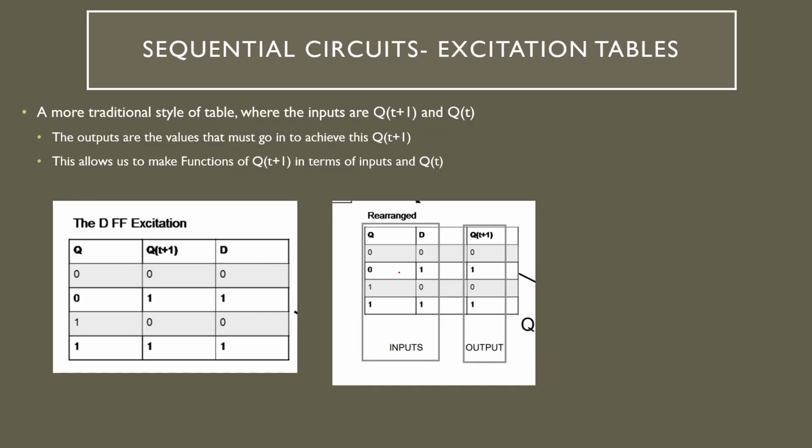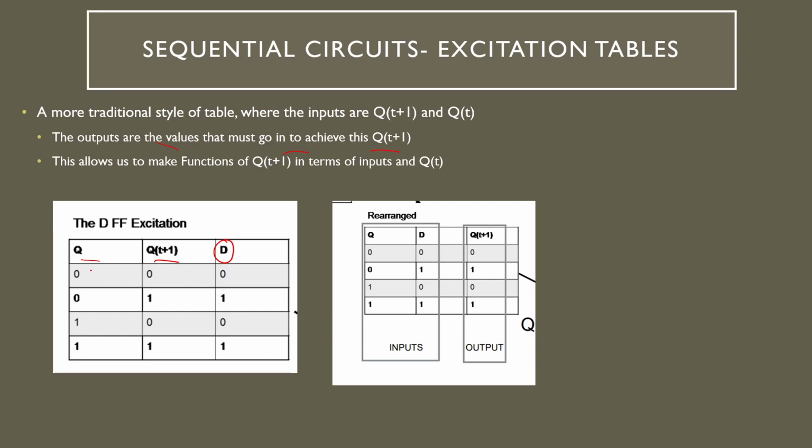Using characteristic tables, we can actually design what's called excitation tables. Excitation tables are a different style of table where the inputs are Q of T plus 1 and Q of T, and the outputs are what. Now the output, not as the output of the circuit, but the output of the table, the one in the rightmost row, is the values that must go to achieve this Q of T plus 1. So I write down all combinations of Q of T plus 1 as I would in a truth table, and I figure out what values of D I need to get these Q of T plus 1s.